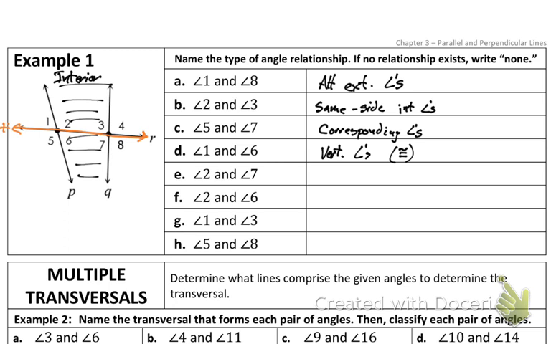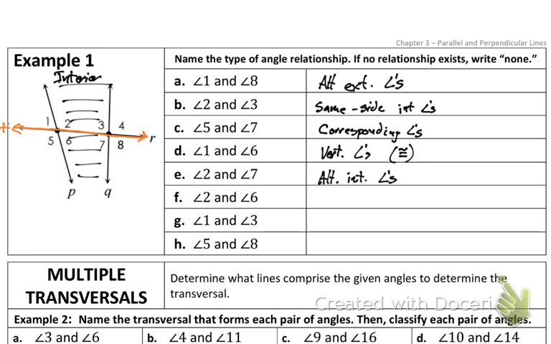All right, 2 and 7. If you shaded in your interior, you'd realize that they're both on the interior. They're just on opposite sides of that transversal. One's on top of the transversal, one's on the bottom. That means they're alternate interior angles.